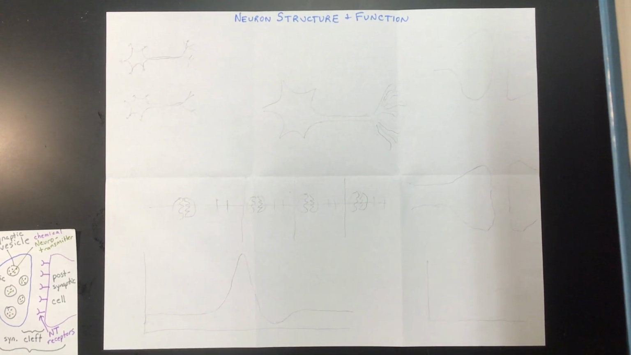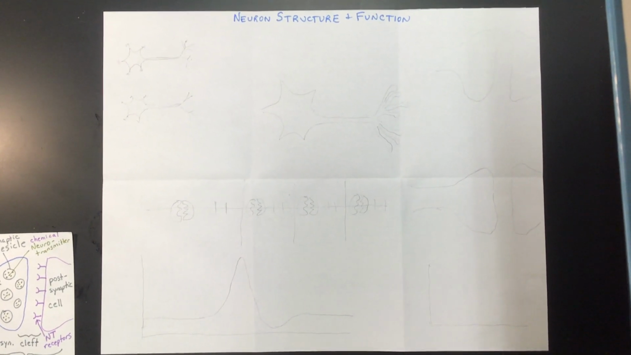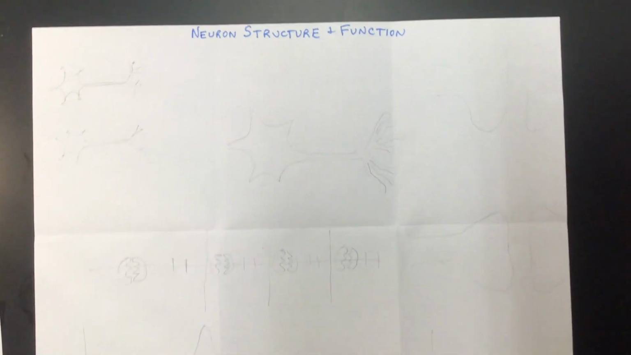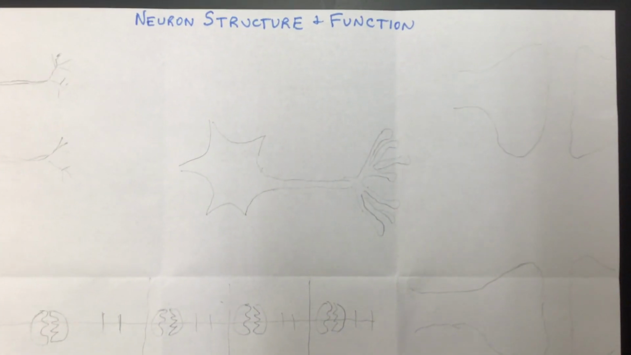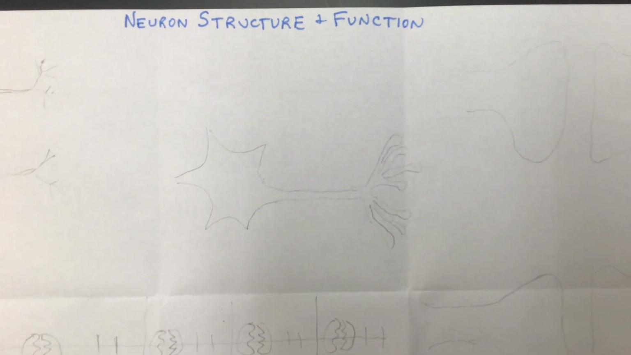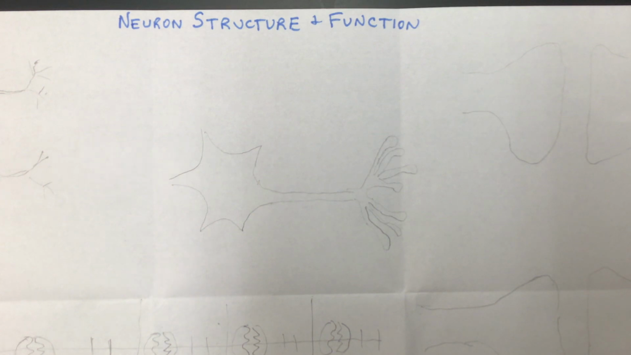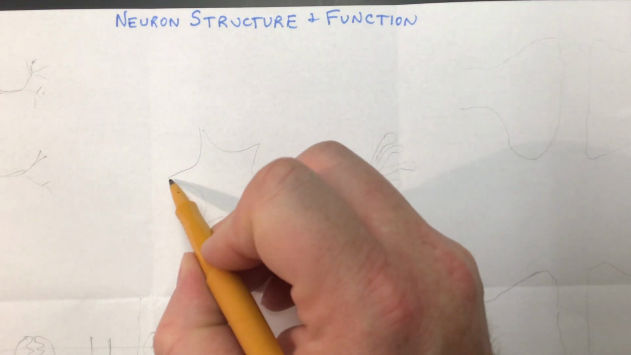Young anatomists, grab your colors and let's get drawing. This video is going to talk about neuron structure and function. A neuron is the key functional unit, a cell type that is in the nervous system. And so let's start by drawing a neuron and talking about the basic parts of a neuron.